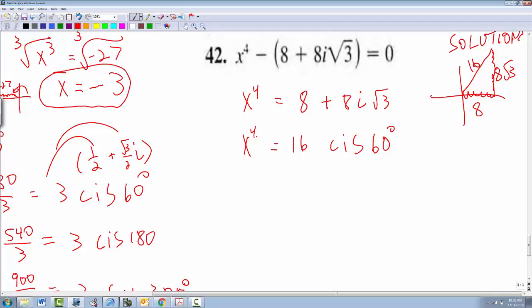And then the directions say leave it in trigonometric form, so I won't bore you by turning it into rectangular and checking the answers. This is how you find them.